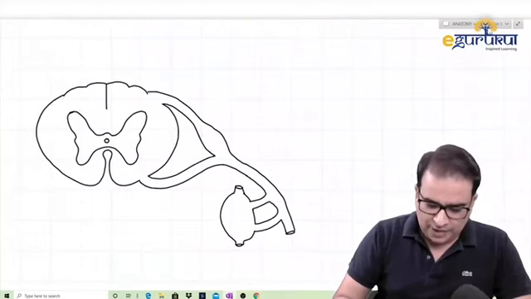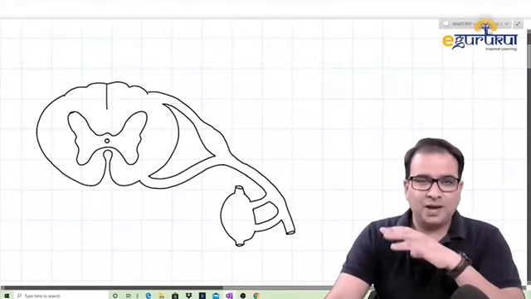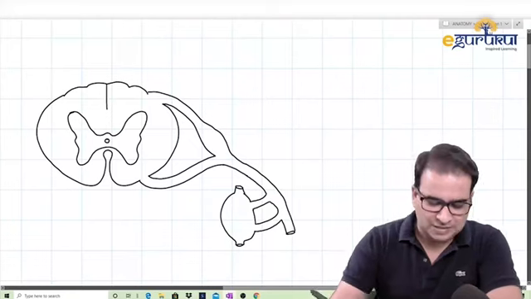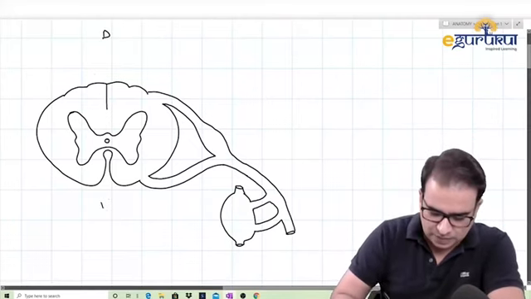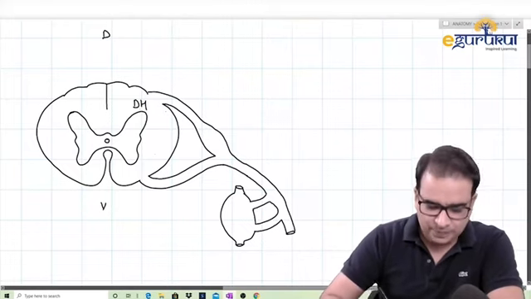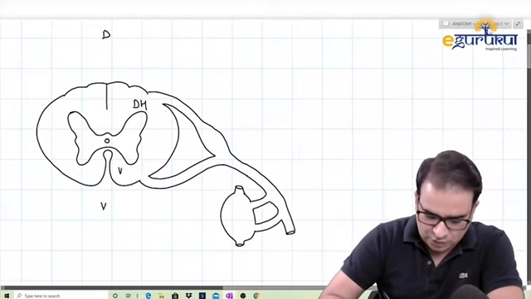So what you're looking at right now is a transverse section of a spinal cord. Obviously, there's a dorsal and a ventral side. This is the dorsal here and this is the ventral. So you can appreciate this dorsal horn of the spinal cord. This here is the ventral horn. And here we have the lateral horn.